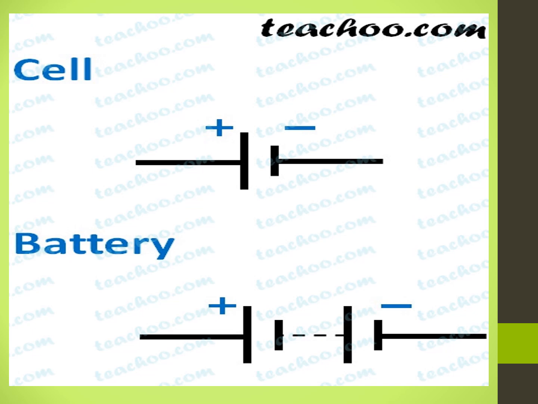So, everybody understood? The long line represents the positive. The negative terminal is a short line. Okay, short line, negative terminal; long line, that is the positive terminal. Here, what is battery? Battery and cell is given. Battery is more than one cell. Battery is the combination of more than one cell. Okay. Everybody saw the picture. Yes, children. Next.